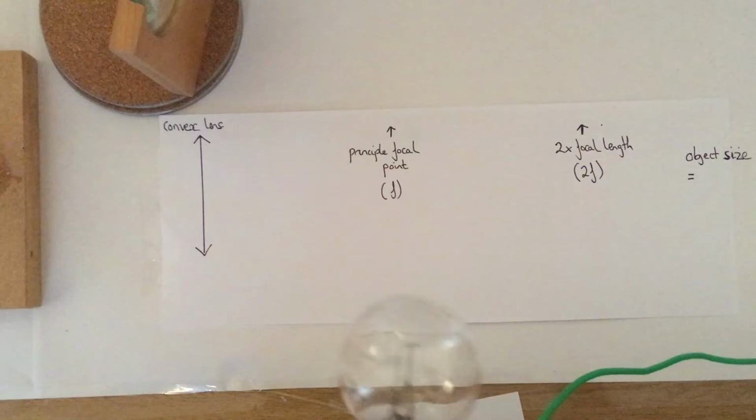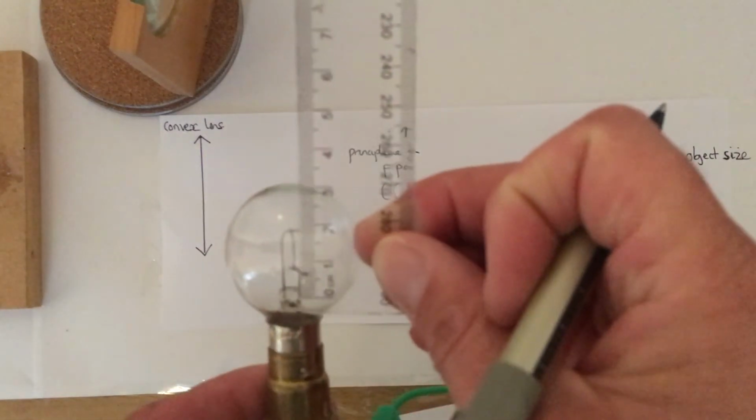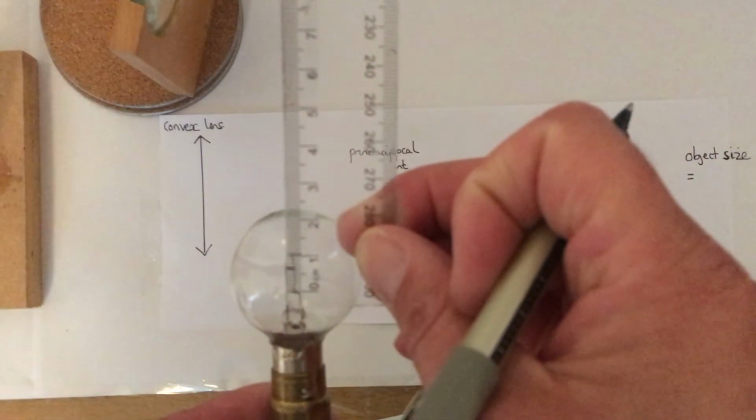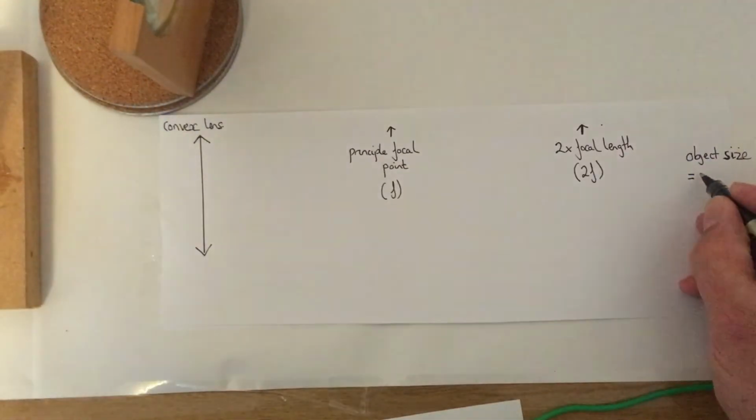In this short practical, we're going to look at how the properties of the image change as we bring the object closer to the lens, and we're going to use a filament lamp as the object. We're going to start with the object past 2 focal lengths away, and move it to before 1 focal length from the lens. Measuring just the size of the filament that lights up, that's 1 centimetre or 10 millimetres.